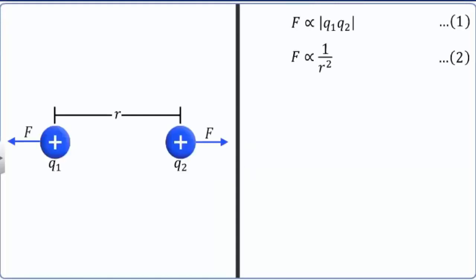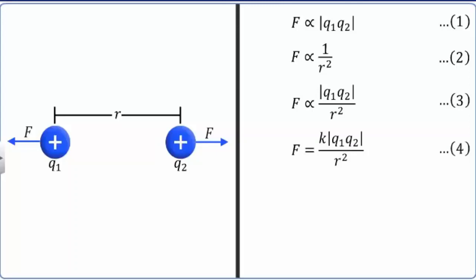Thus, according to Coulomb's law, the electrostatic force between two charges is directly proportional to the product of the charges and inversely proportional to the square of the distance between the charges. Hence, the electrostatic force F between charges Q1 and Q2 separated by a distance r is proportional to Q1 Q2 by r square. Let this be equation 3. A constant of proportionality K is used to get the equation F is equal to K Q1 Q2 by r square. Let this be equation 4.